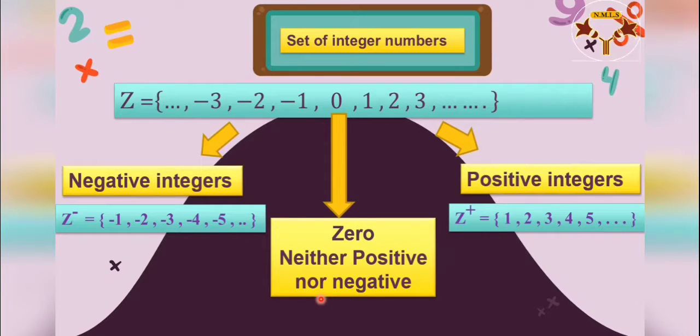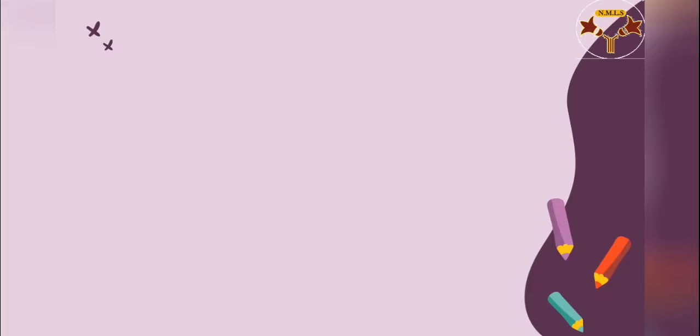It is so important that you must know that all the integers must be whole numbers. It means that they have no fraction or decimal. So 1.5 or negative 1.5 are not considered integers. The integer must be a whole number.